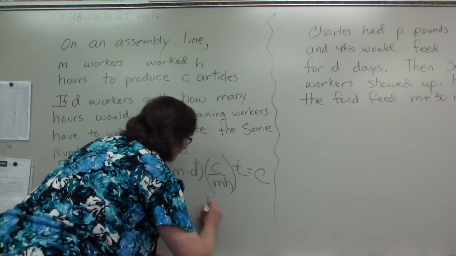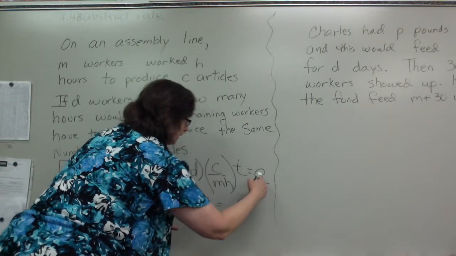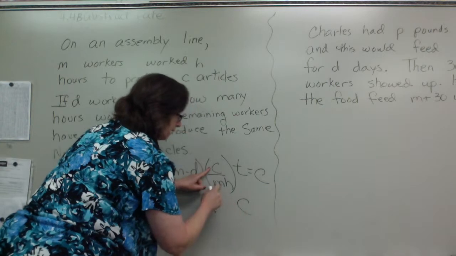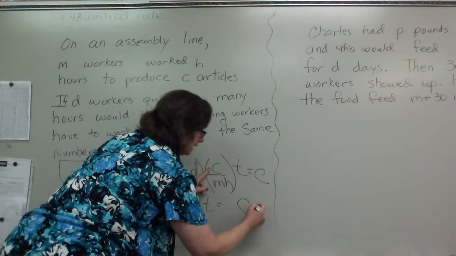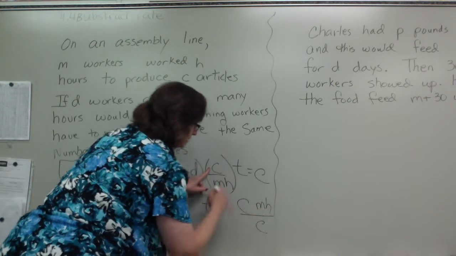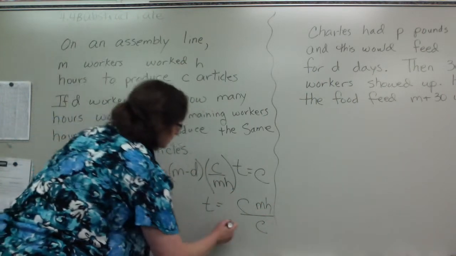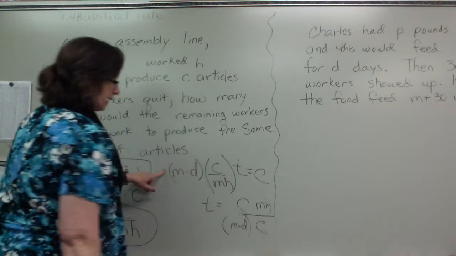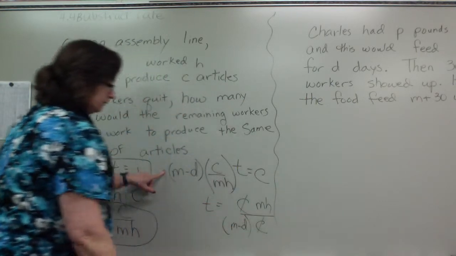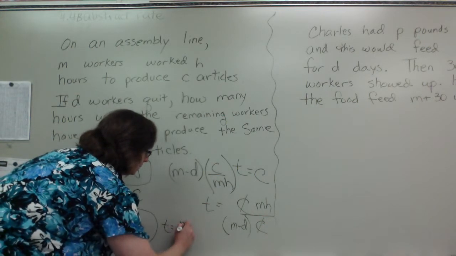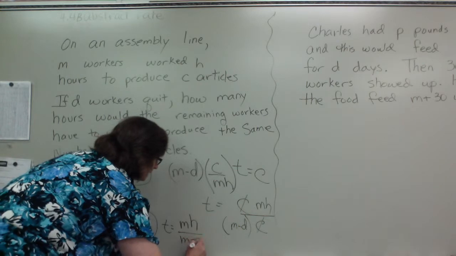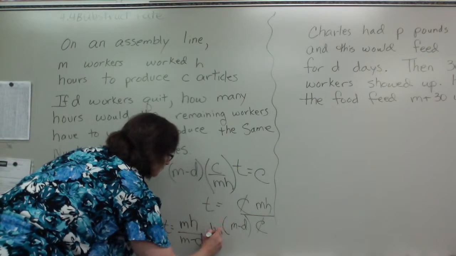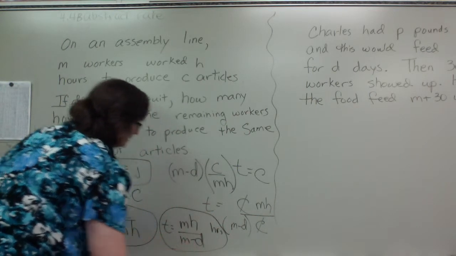I'm going to say time equals. Now I've got my C over here, but then if I multiply both sides by the reciprocal of this fraction, I'm going to multiply by an MH over C. So the C's are going to cancel in a minute. And then I'm going to divide by this one, and I'm going to get an M minus D. If I had made this one big fraction, I still would have got the same thing. My C's are going to cancel, and I'm going to get my time is MH over M minus D, and that time was in hours. And there is your answer.